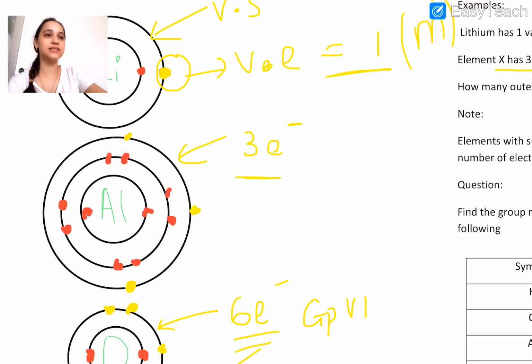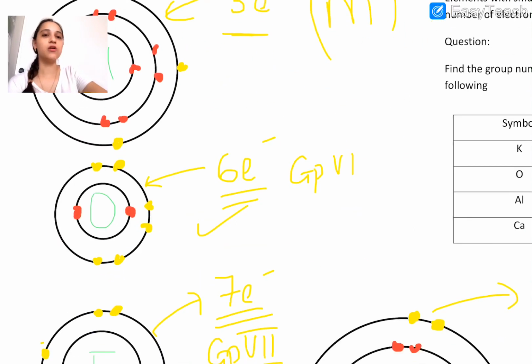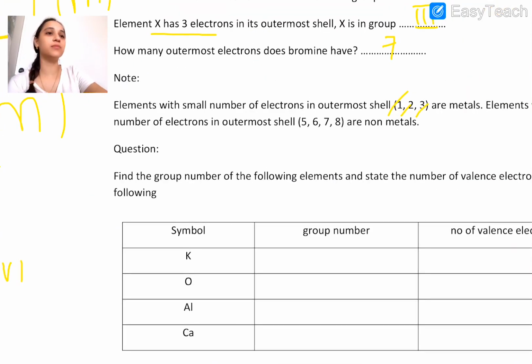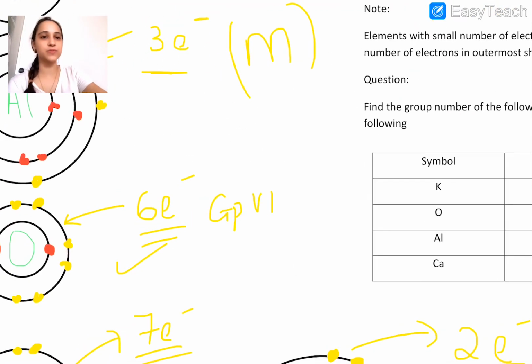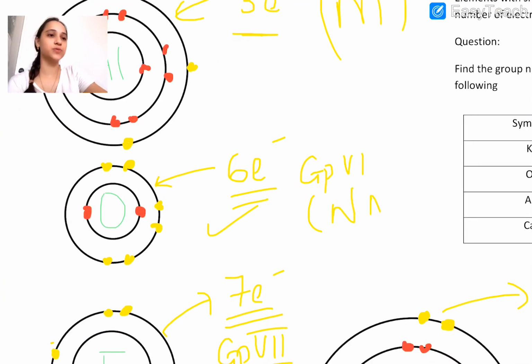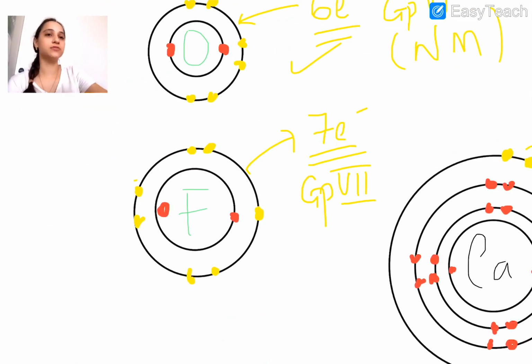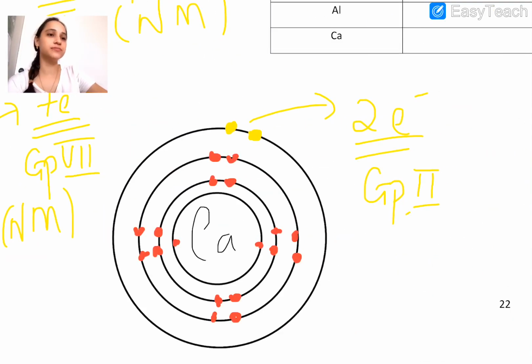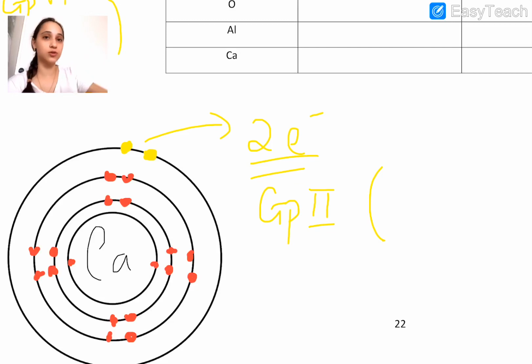Aluminium, 3 valence electrons, it's a metal. Oxygen has 6 valence electrons, not a metal. So anything that is above 4 is a non-metal. So oxygen is a non-metal. Group 7, more than 4, so that's a non-metal. Calcium has 2, so it's a low number, so that's a metal. Okay, so anything that has 1, 2, or 3 valence electrons is a metal. Anything that has more than 4 valence electrons is a non-metal.